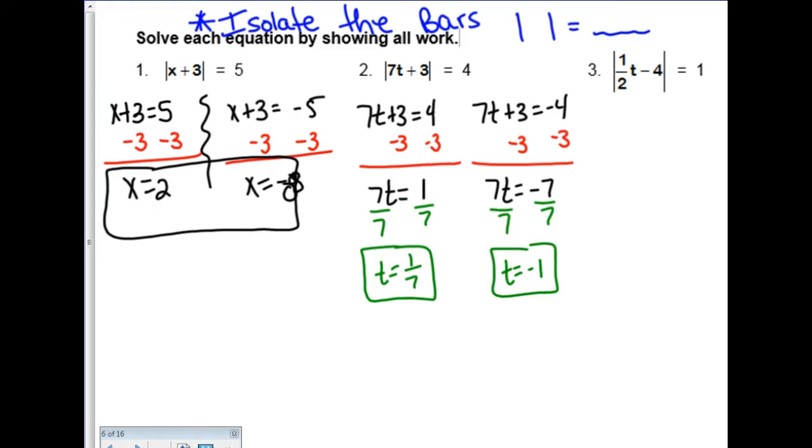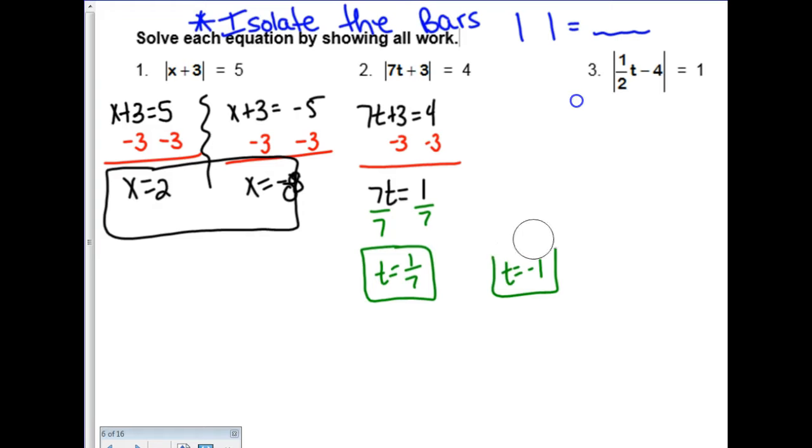I'm going to erase this problem just because I need a little more room, so I stay within my screen so our viewers on the internet can see it all. 1/2 t minus 4 inside the absolute value bars equals a 1. It is isolated, so I'm going to set up my 2 problems. So 1/2 t minus 4 could equal 1. What else could 1/2 t minus 4 equal? A negative 1. Very good.